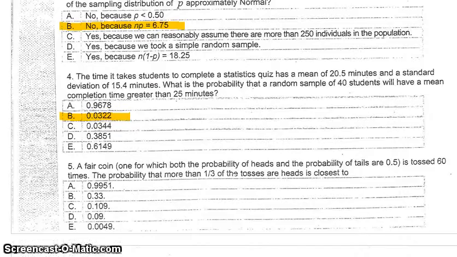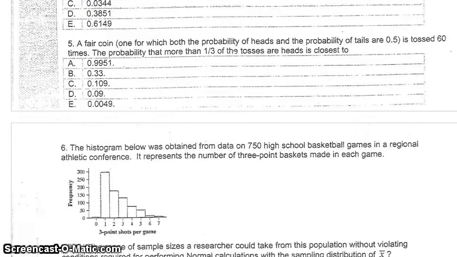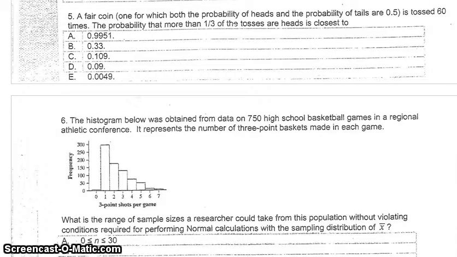Next up, a fair coin is tossed 60 times. N is 60. The probability that more than 1/3 of the tosses are heads is closest to... Hopefully we get this. All right.